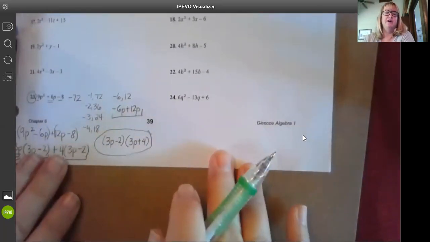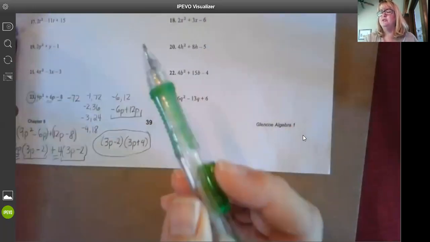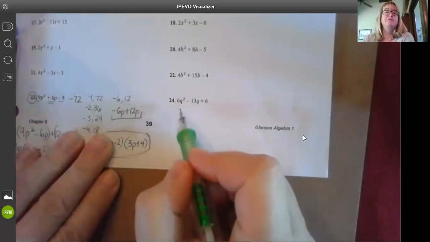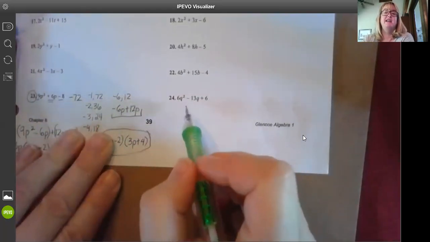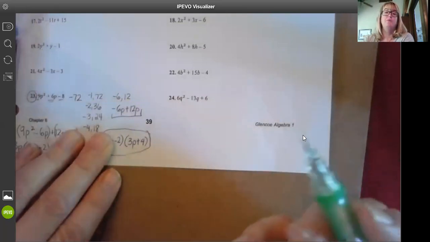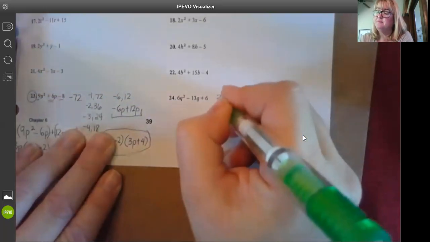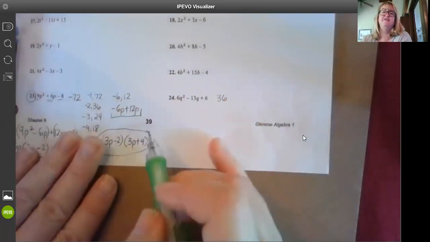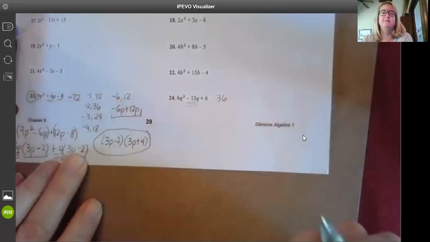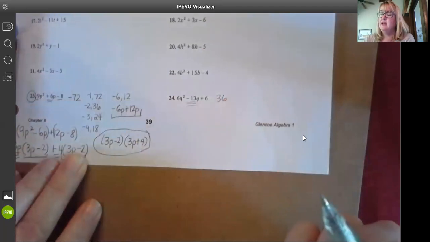All right, 24. You can see this is taking up quite a bit of space, so you may want to do 13 through 22 on paper. All right, can we factor anything out of the whole thing? We got a 6, a 13, and a 6. Nope. So we got to multiply. 6 times 6 is 36. It's going to be positive, but b is negative. So what does that tell me about the factors? They both have to be negative.